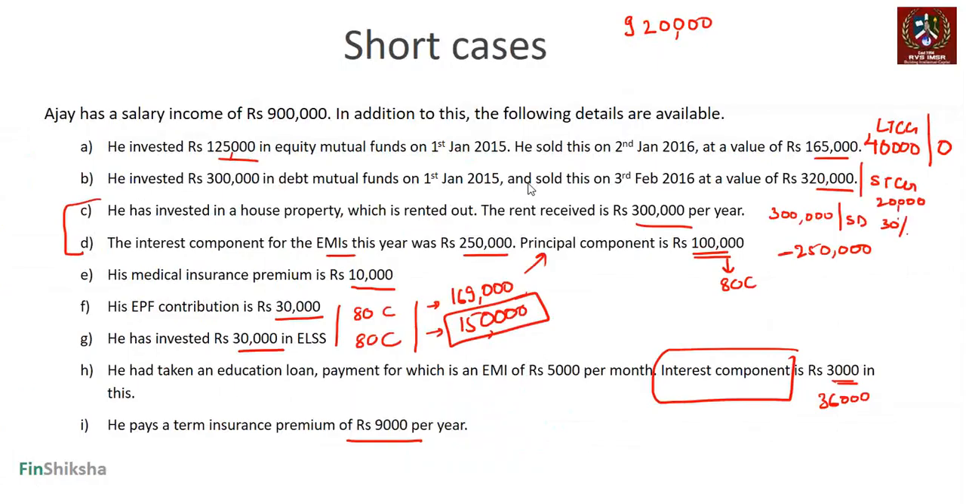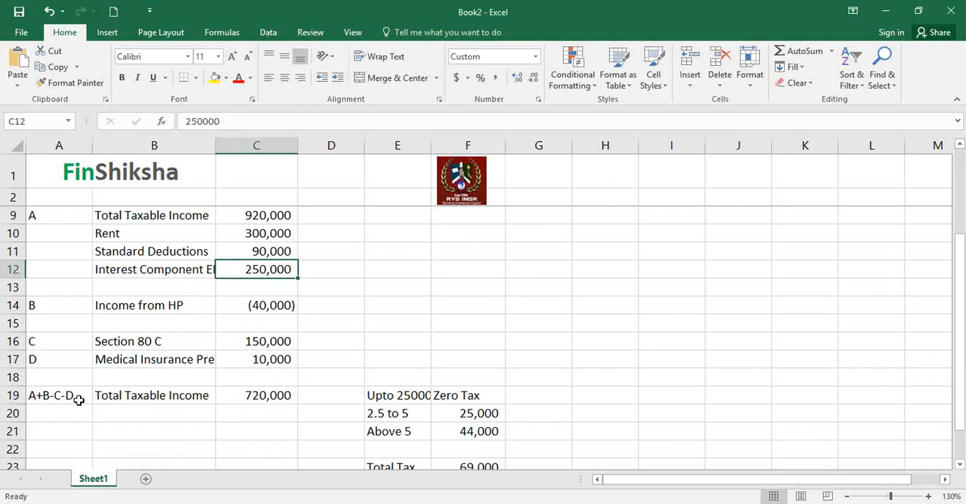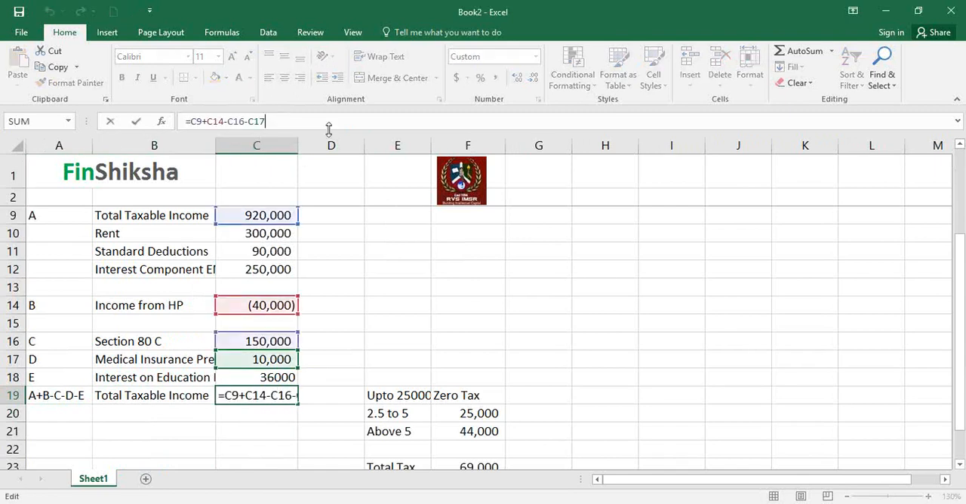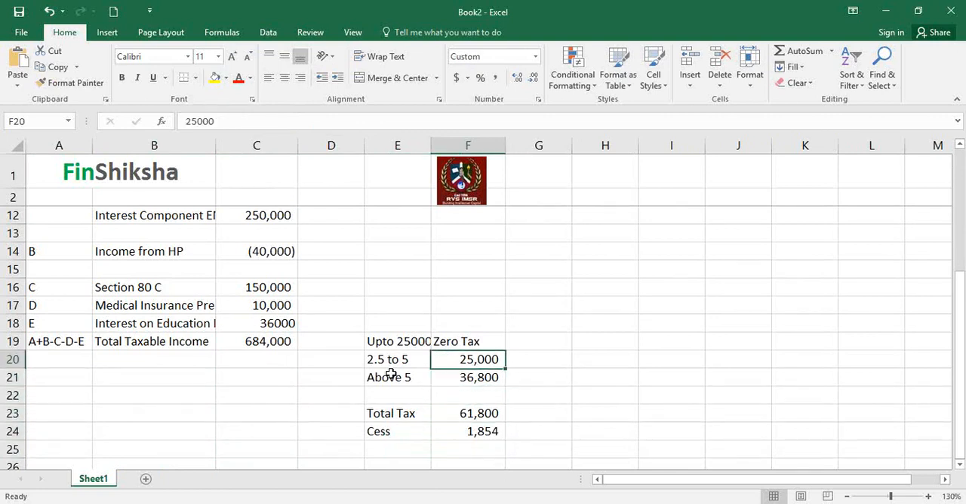So remember, tax, capital gains, income from house property, medical insurance, ELSS. Sorry, we also missed out a tuition fee here, right? There's an education loan, so we had missed out the tuition fee. So let's put E here, interest on education loan, and that's 36,000, and we have to subtract E as well. So minus E, correct? So I subtract 36,000 as well. Tax goes down to that amount, right?